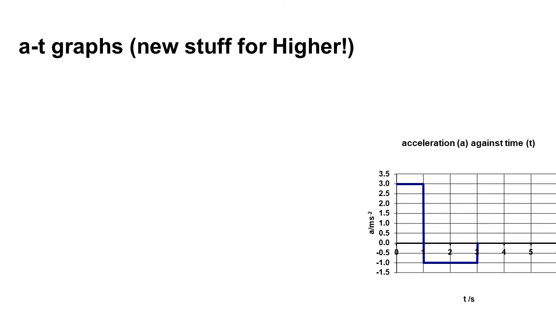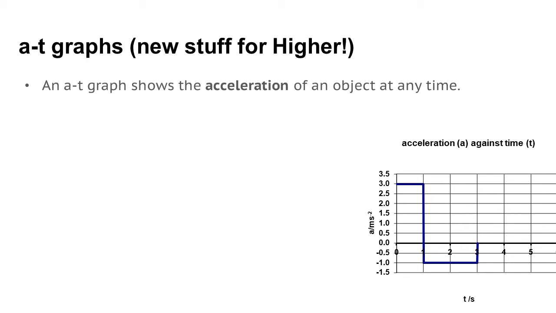Okay, this is new stuff at higher, and there's not a huge amount of it. Acceleration time graph. An acceleration time graph fairly obviously shows the acceleration of an object at any given time. So for instance, in the one that I've got here, for the first 1 second, the acceleration is 3 meters per second squared, then it jumps instantly, and that's what this vertical line basically means, down to -1 meter per second squared for a further 2 seconds.